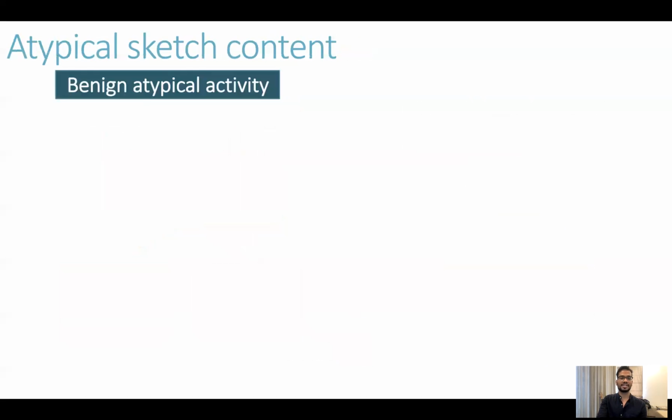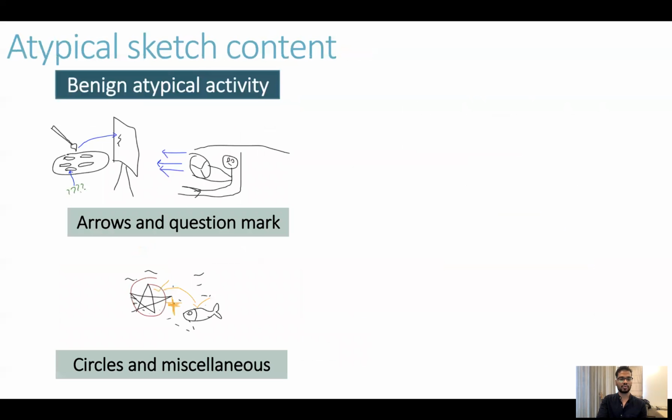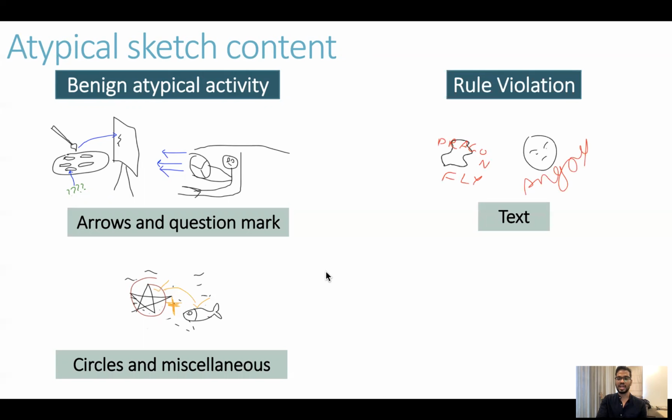Let's see what atypical sketch content is. Atypical sketch content can be categorized into two forms. The first one is benign atypical activity, which contains arrows and circles, which are basically not part of the sketch, but are used to denote or point to some part of the sketch. As you can see in this case, a circle is used to draw attention to this star part of the sketch. The second is more serious, and we dub it rule violation. Rule violation contains text and numbers, because text and numbers are not allowed to be written on the canvas in the game of Pictionary.